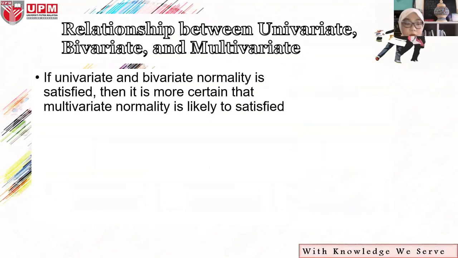So the relationship between univariate, bivariate, and multivariate is that if univariate and bivariate normality is satisfied, then it is more likely that multivariate normality is satisfied. It means that if we confirm the normality of each individual variable, then when we run the higher level of analysis, it is mostly confirmed that our data are normal. But it is not 100%, but it is most likely. Kalau data kita dekat univariate ni dah normal, biasanya bila kita proceed with bivariate or multivariate analysis, there is higher tendency for our data to be normal.